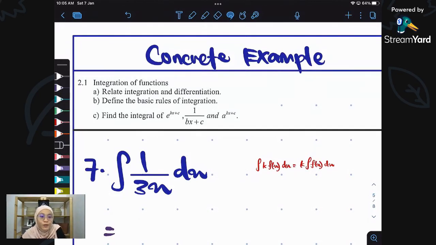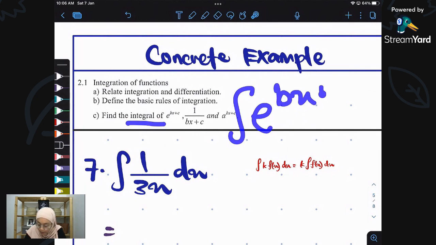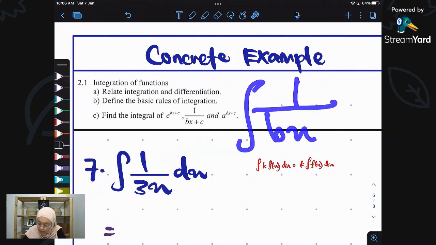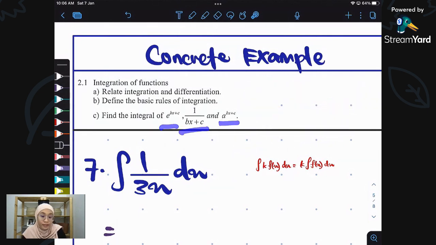Hello everyone, Assalamualaikum. We are still at 2.1, integration of functions, but now we are at the third LO, which is we are going to find the integral of exponent bx plus c, and also the integral of a to the power of bx plus c, and also the integral of 1 over bx plus c. So these three things are what we will be focusing on.